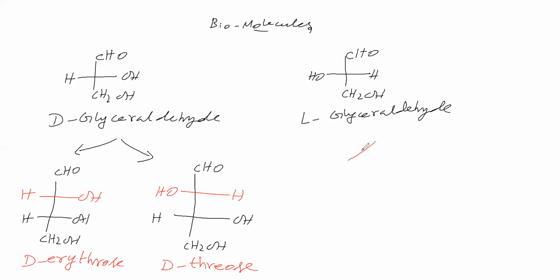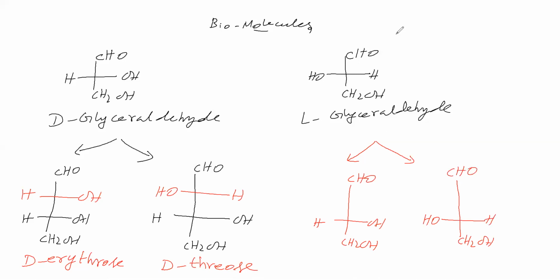Next, from this we will see. This L-glyceraldehyde we will take. So here at bottom CH2OH, next chiral carbon H and OH, next here aldehyde group CHO. Another time we will take. Here at bottom CH2OH is there, the chiral carbon has OH and H, and aldehyde CHO is there. Now let us introduce one chiral carbon.